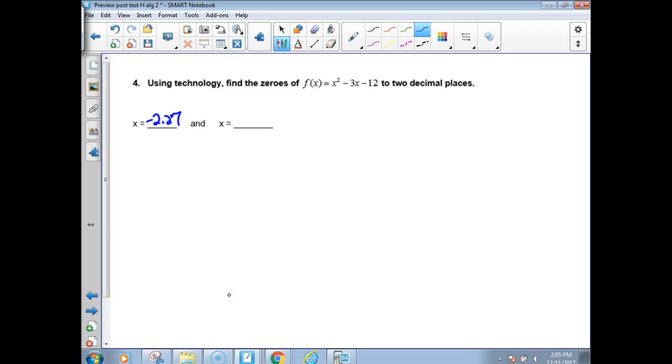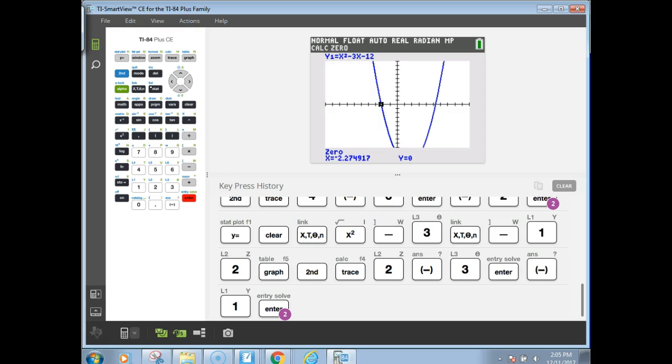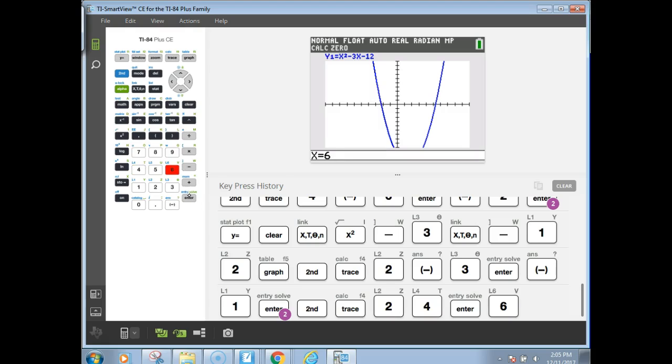Okay, that's one of the zeros. Now I go back to the calculator to get the other one. Second trace, choice 2 for zero. That one's between 4 and 6. So I'm going to do 4 for my left bound, 6 for my right bound, and then guess. 5.27.